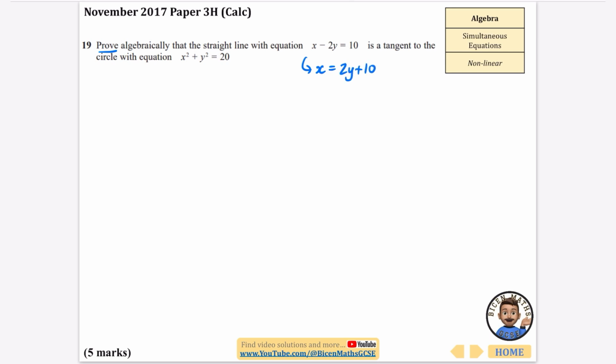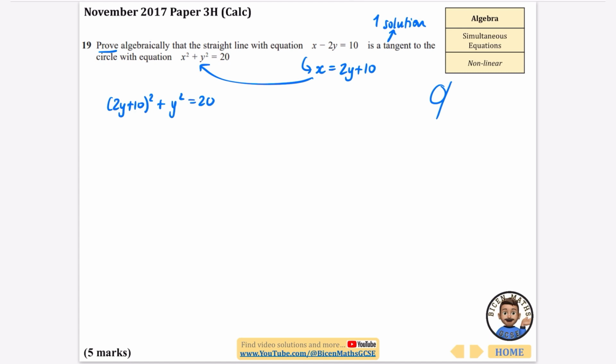And I should say, really, to show that it is tangent, that just means that there is going to be one solution, because a tangent is where something just skims it in one place. If it was going in two places, then it wouldn't be a tangent. So this is kind of like graph theory that we've got here. So I'm going to substitute that x inside here. So that's going to be 2y plus 10 squared, that's my x squared, plus y squared equals 20.